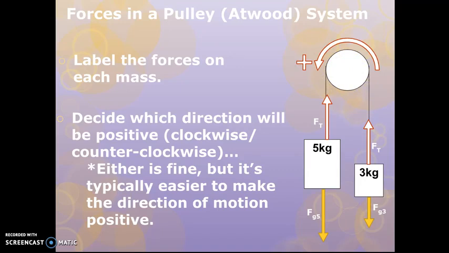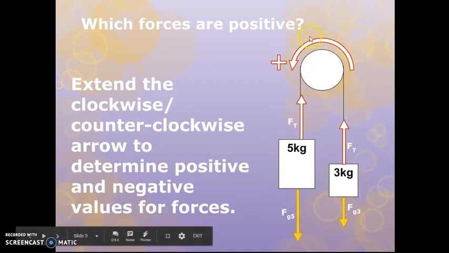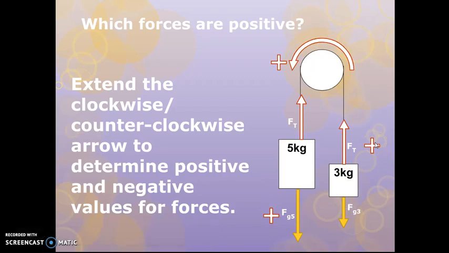Once you've decided which way is positive, you want to extend that and label all of your forces as positives or negatives based on whether they go in this counterclockwise direction or against the counterclockwise direction. So since this force of gravity goes counterclockwise and this force of tension goes in the counterclockwise direction, those are positive. The other two go against the counterclockwise direction, so I'm going to make those negative.